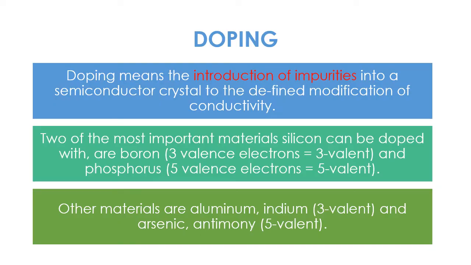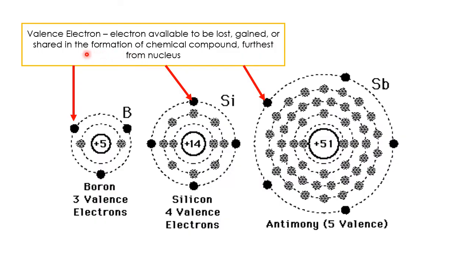Doping means we introduce impurities into the semiconductor crystal so that we can modify the conductivity. Two of the most important materials silicon can be doped with are boron with 3 valence electrons and phosphorus with 5 valence electrons. Other materials that can also be used are aluminium and indium with 3 valence electrons, and arsenic and antimony with 5 valence electrons. Now let us recall what a valence electron is.